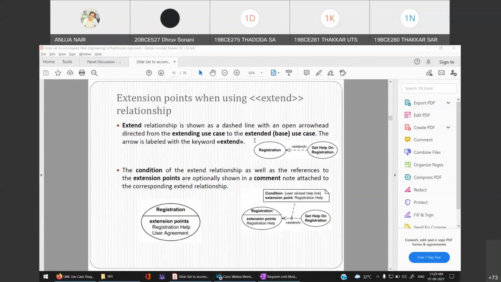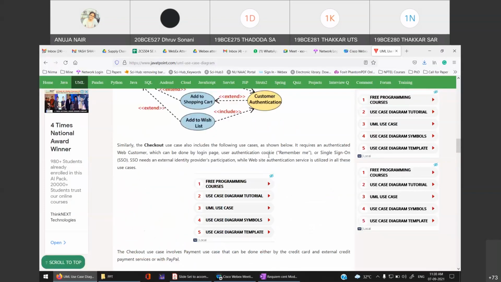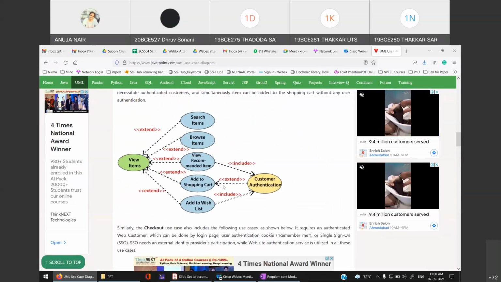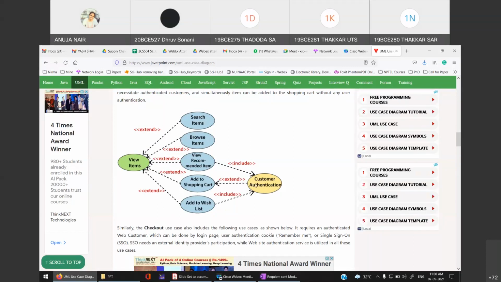So Harshal, that's what I said. If I read this diagram, then it is saying that when I want to add to the shopping cart, customer authentication is not compulsory, it is optional, right? Logically, it doesn't make sense. Of course, you need to make it include. I am just talking about the diagram which I am explaining. It might not be logical, but according to the person who has made this diagram, this is correct. So it is up to you. For your project, you can make it include because logically include is correct.